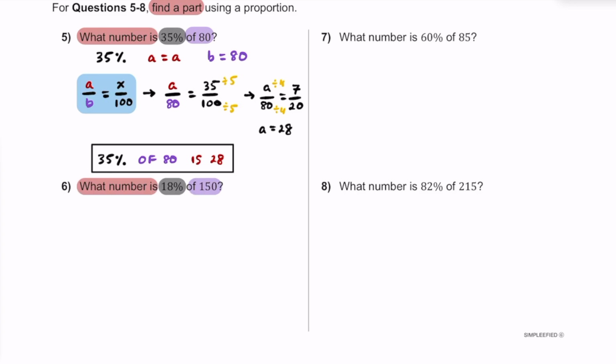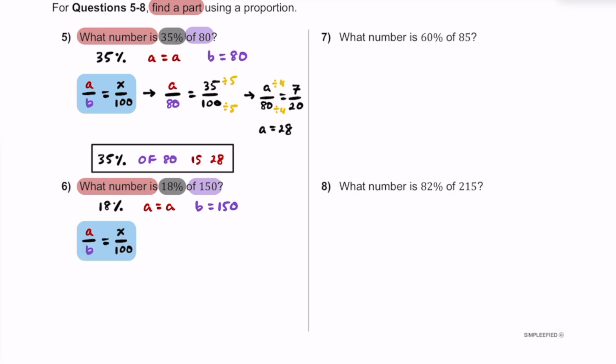In number 6, we have what number is 18% of 150? So we know the percentage, it's 18%. What about the part here? We don't know. It says what number is, so we don't know what that is. Let's just say a is equal to a for now. And then for our b, or our base, that's going to be 150.